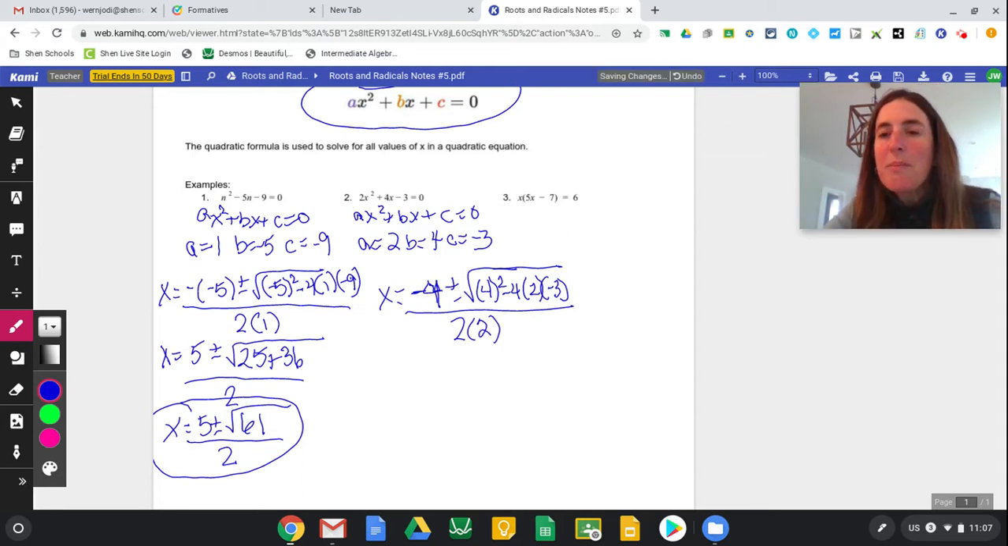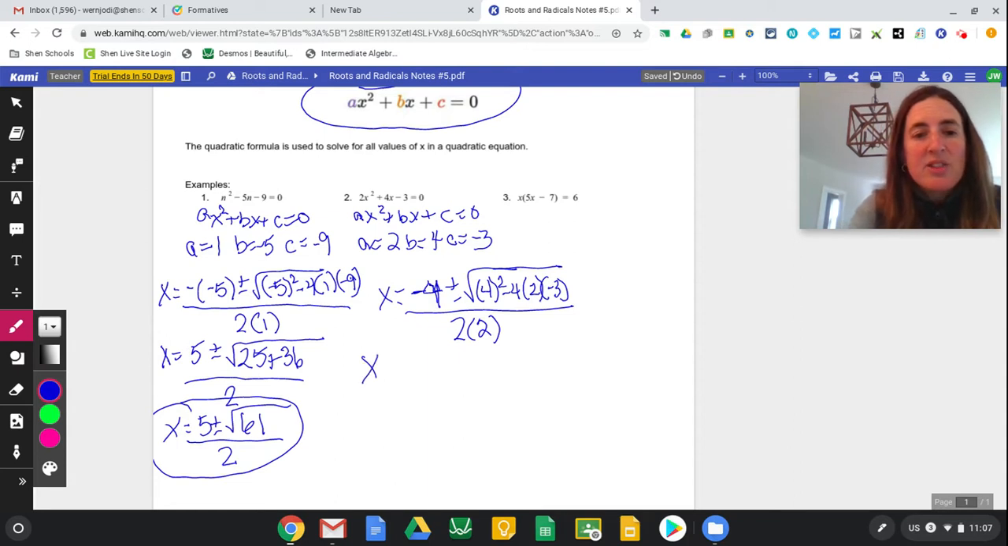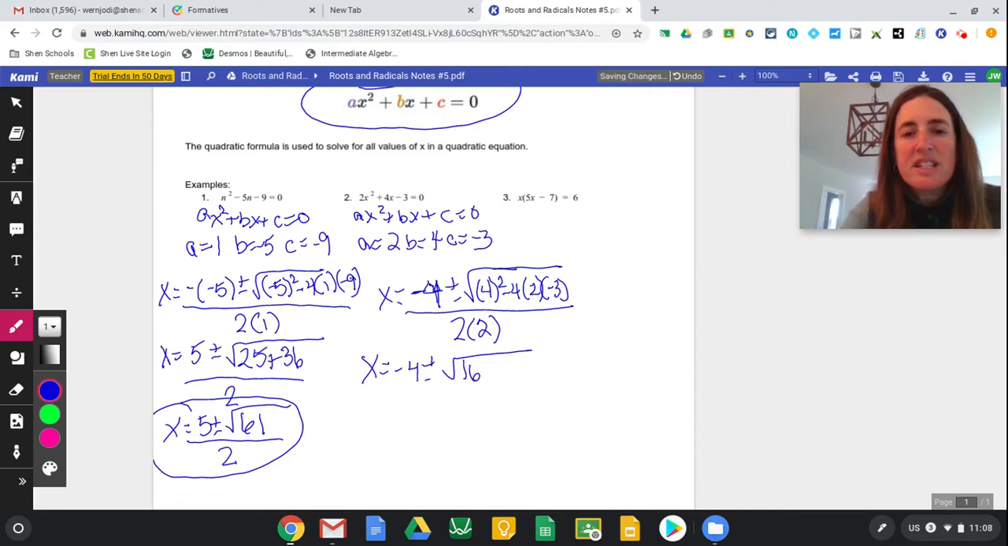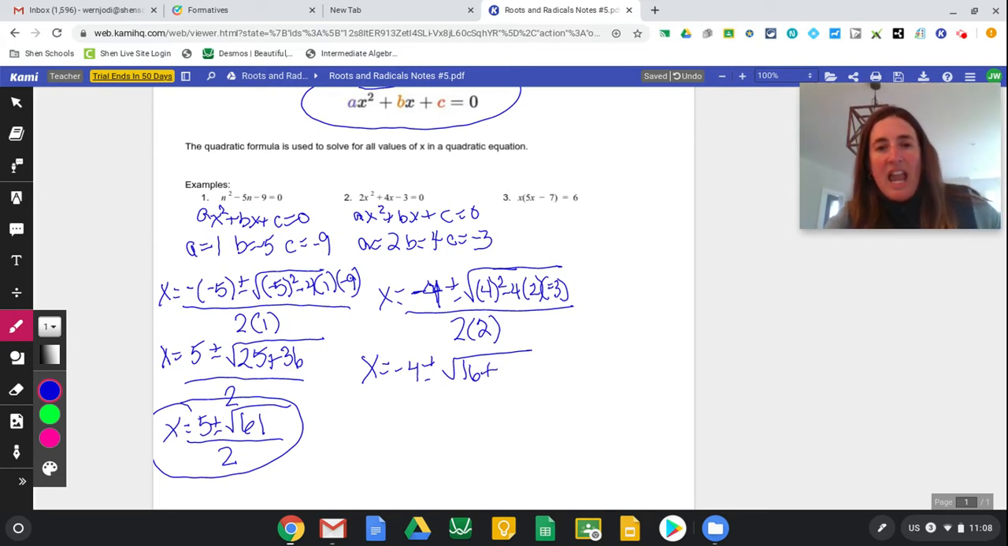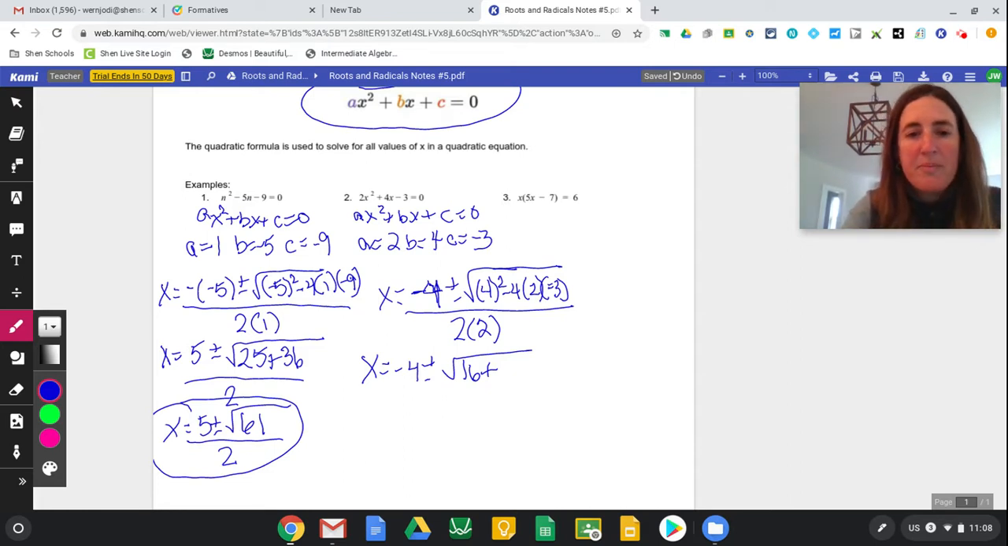Okay, remember, work from left to right using PEMDAS. So that's going to stay negative 4 plus or minus square root of 16, because 4 squared is 16. Two negatives turn that into a positive, and 4 times 2 is 8, times 3 is 24, divided by 4. So now I have x equals negative 4 plus or minus the square root of 40, divided by 4.